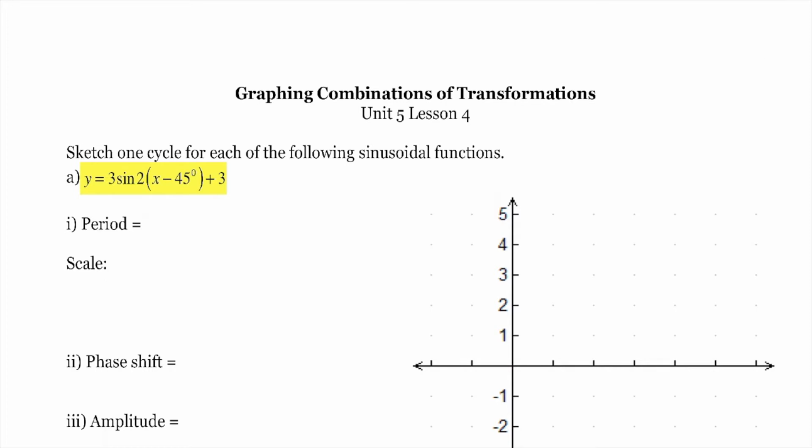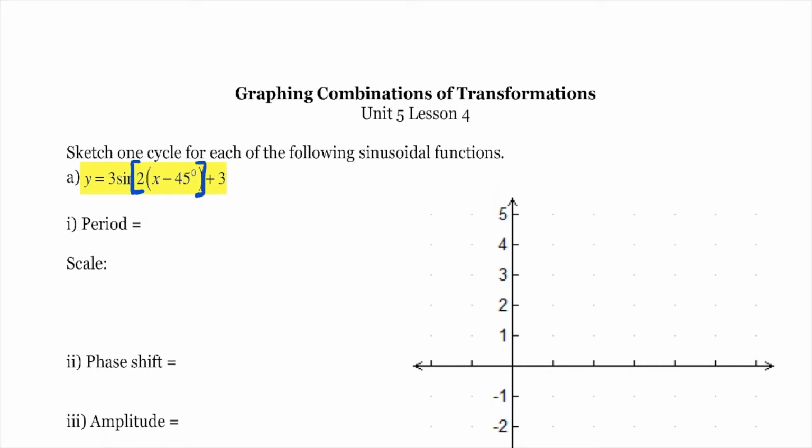Okay, so I thought I would create a video of the working solutions for the homework from section 5.4 on graphing transformations of sinusoidal functions. So let's look at the first question. This one is a little bit tricky because there's an implied set of brackets in there. So 3 times the sine of 2x minus 45 degrees plus 3.